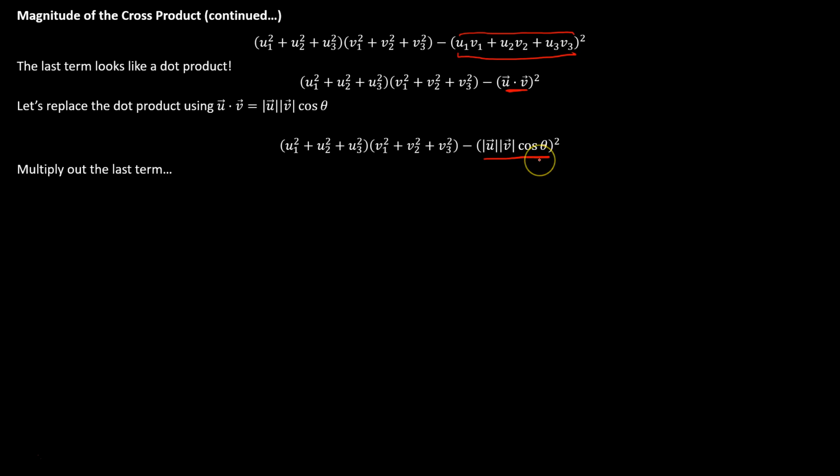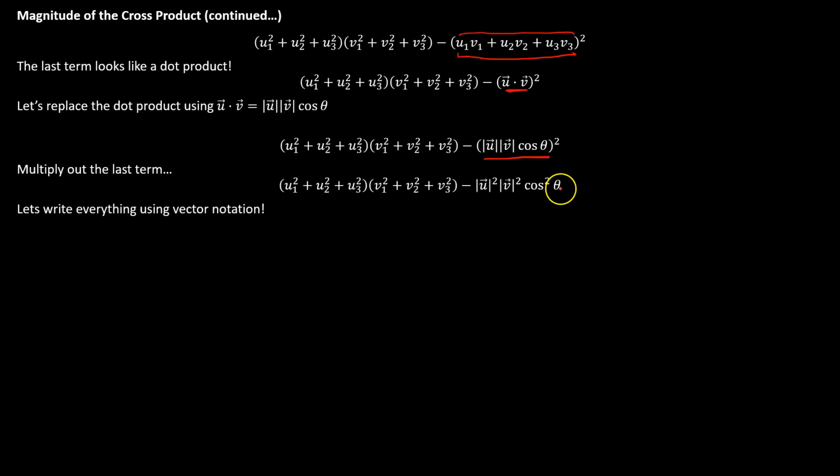And we're going to multiply out that last term, basically just distributing this exponent. And I'm also looking at these first 2 factors and thinking we can write those in vector form. So this looks like the vector u, whose magnitude has been squared, and this one looks like the vector v, whose magnitude has been squared. So let's go ahead and replace those terms, simplifying it for us.